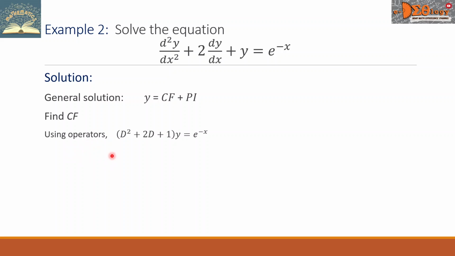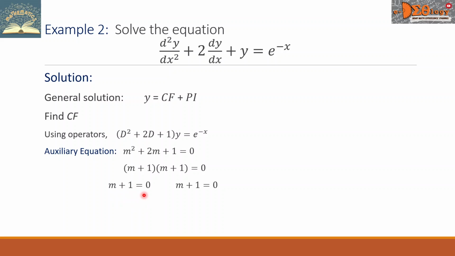Using the operators, we write the quantity D squared plus 2D plus 1 multiplied by y equals e raised to negative x. Using the auxiliary equation, we write now m squared plus 2m plus 1 equals 0. Let us factor the left side to find the values of m. So we have m plus 1 times m plus 1 equals 0. We equate the factors to 0: m plus 1 equals 0 and m plus 1 equals 0.